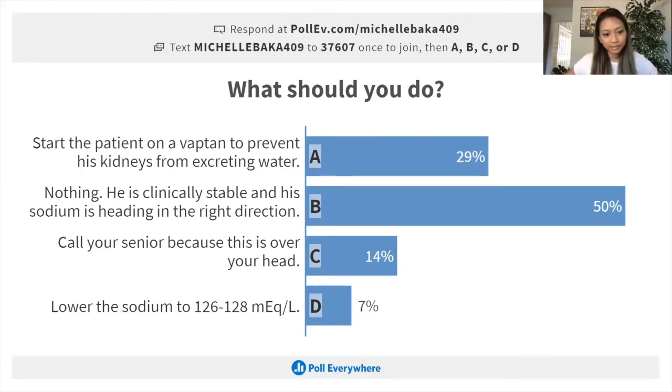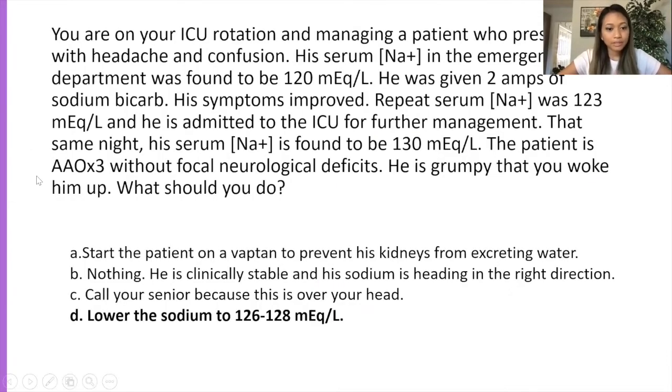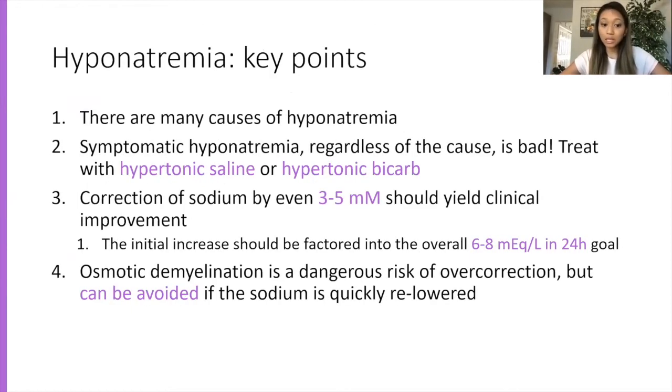All right, we're getting some pretty good answers so far. Yeah, this is going to be a good discussion. So why don't we talk about this? The answer is actually lower the sodium to 126 to 128. So the patient looks fine now. 130 is his sodium, and that's a normal level, but he started off at 120, and that means his sodium increased by 10 in one day, which puts him at risk for osmotic demyelination. So even though he looks fine, you're going to want to lower it so that he doesn't down the line develop any symptoms like locked-in syndrome.